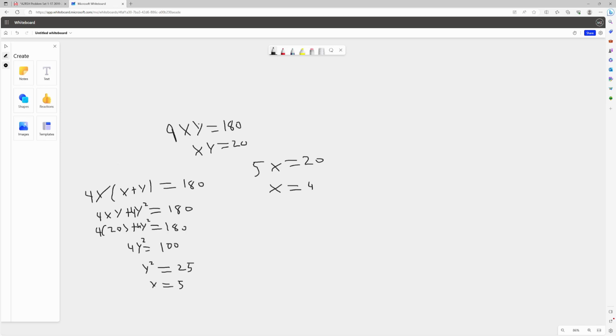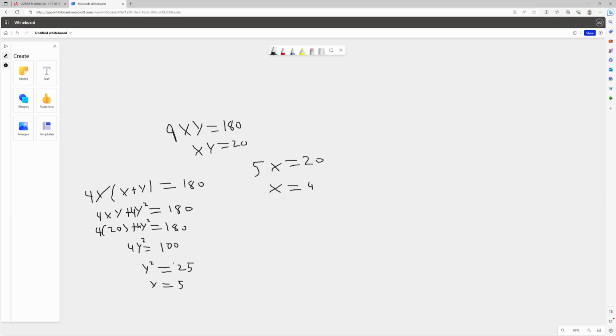Okay. Now, we also know that 9xy equals 180. That means that xy equals 20. And here we have xy. So we could rewrite this as 4 times 20 plus 4y squared equals 180. This turns out to be 80. Subtracting that from both sides, we get 4y squared equals 100. Dividing both sides by 4, we get y squared equals 25, and y equals plus or minus 5. Obviously, we need to reject the negative 5, so we get y equals 5.